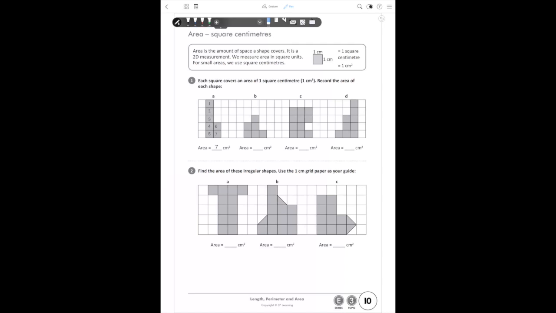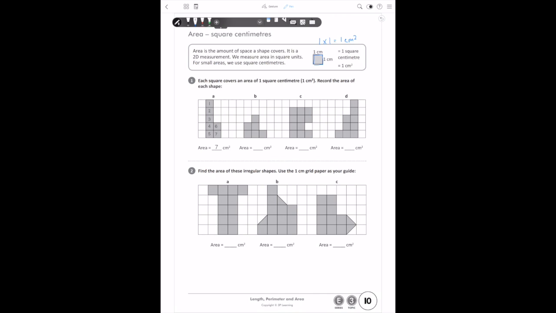Okay, so here we have our worksheets for area. So we know that each of these squares is a squared centimeter. Okay, how do we get this? Well, we know that 1 times 1 equals 1 centimeter squared. Okay, so squared centimeters. So all we have to do is count the number of boxes inside.